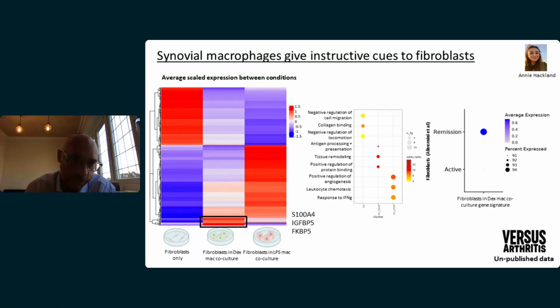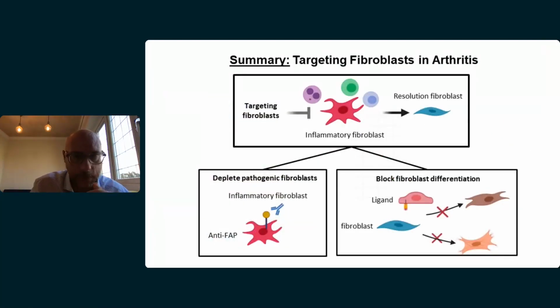And when we look at fibroblasts co-cultured with DEX treated regulatory macrophages, you see they associate with this remission phenotype. So regulatory macrophages switch on this reparative remission phenotype in the fibroblasts. So in summary, then, I've talked about the rationale for targeting fibroblasts in inflammatory diseases and in inflammatory arthritis. It's an unmet need currently.